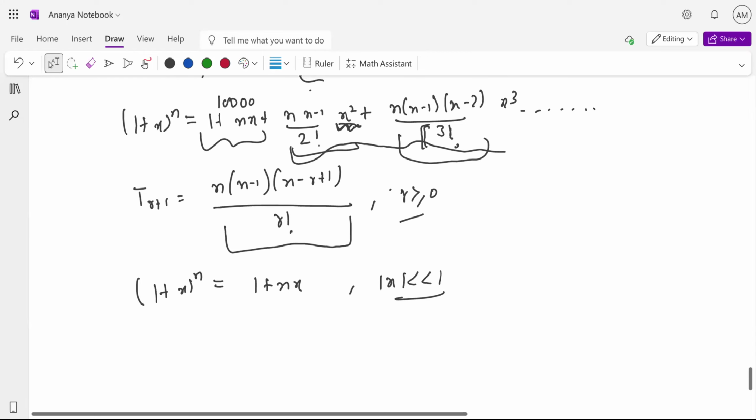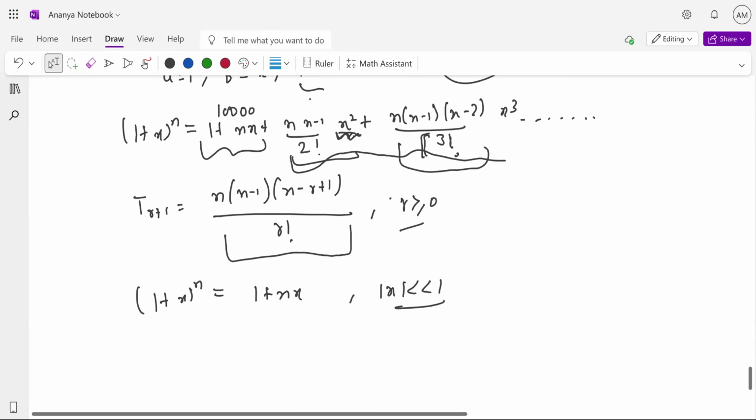But in the T R plus one term, there should be b power r, right? The general term, T R plus one term. There should be x power r, right? Yeah, this is also there. I know this thing; I'm not discussing this. I'm just discussing whether this portion is greater than 0 or not. Only this portion, not the whole thing.